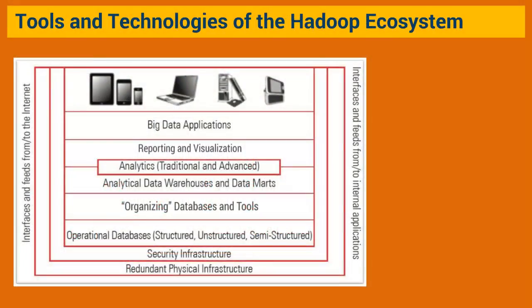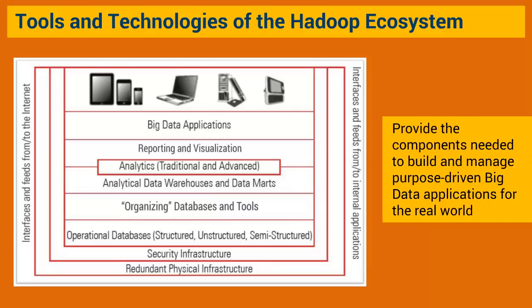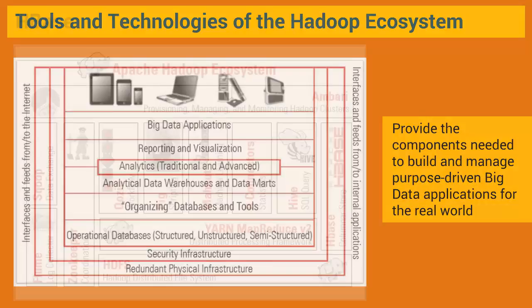While HDFS and MapReduce provide the basic structure and services needed to support the core requirements of big data solutions, the other tools and technologies of the Hadoop ecosystem provide the components needed to build and manage purpose-driven big data applications for the real world. Let us take a look at these tools and technologies of the Hadoop ecosystem.